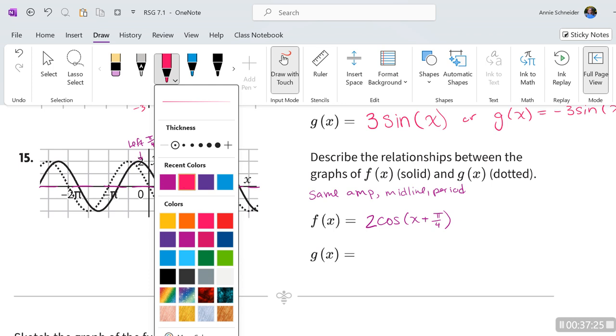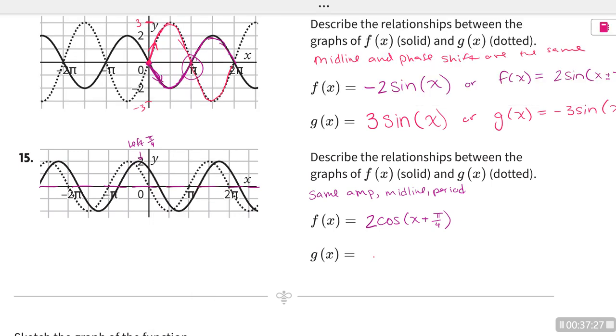There's no vertical shift. So for the second one, g of x, my amplitude's the same, so I'm going to write 2 cosine. This time I can clearly see that it falls exactly at that halfway part of pi. So I can see it's plus pi over 2. So different phase shifts there. Okay.